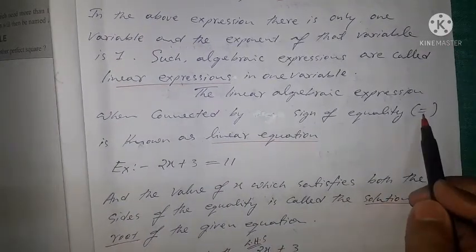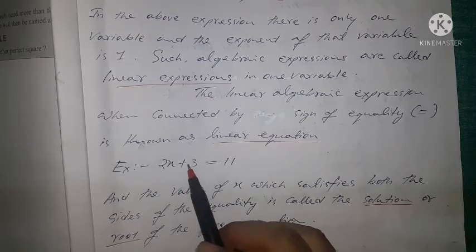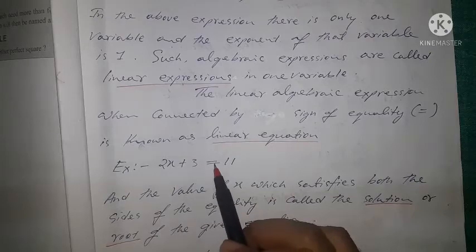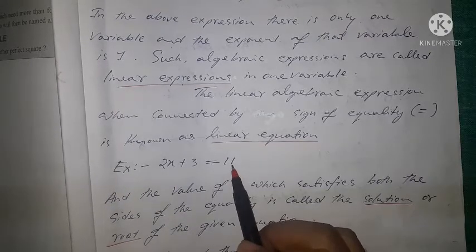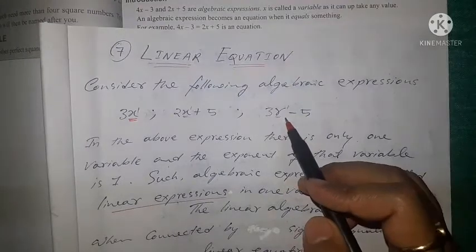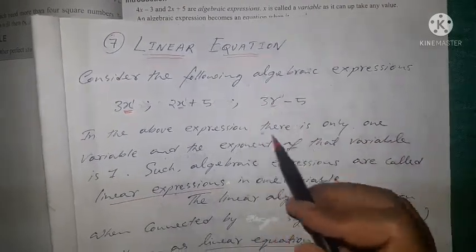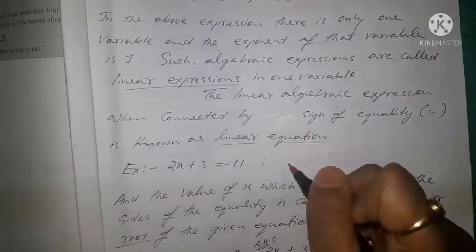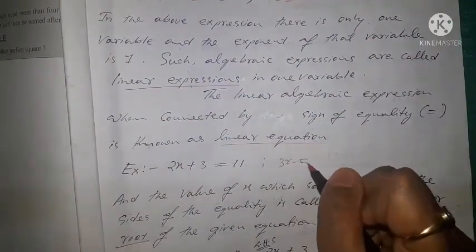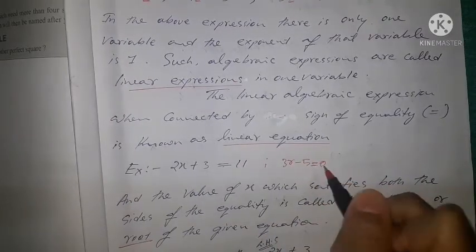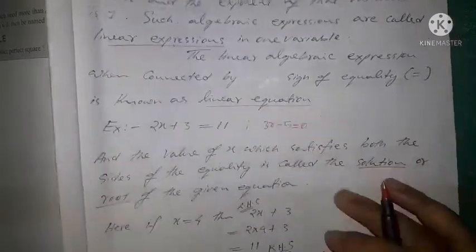So if we give an equal sign, then it becomes a linear equation. As we know, this is a linear expression, so when we give the equal sign, it becomes a linear equation. Similarly, this is thrice r minus 5, a linear expression. Suppose we write thrice r minus 5 equals 0. Now it becomes a linear equation since we have given the equality sign.